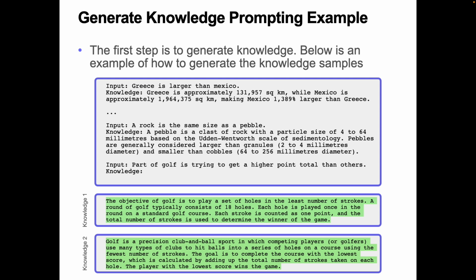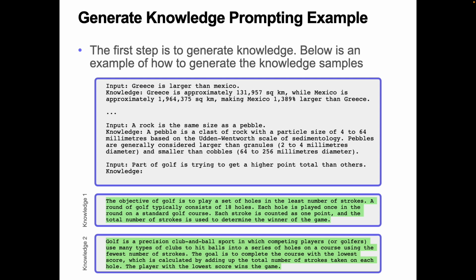Again, we are instructing the model, steering it in the right direction, which means it should think about the problem in a certain way so that we get the sort of response that we expect. In this case, the question we're interested in is: part of golf is trying to get a higher point total than others. Is that statement correct or wrong?